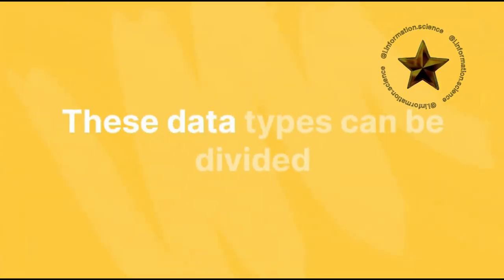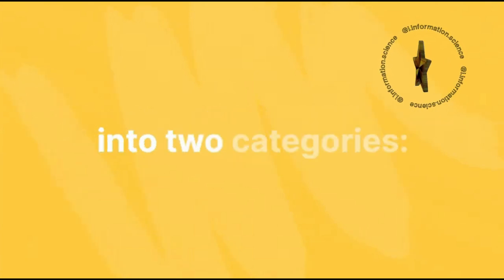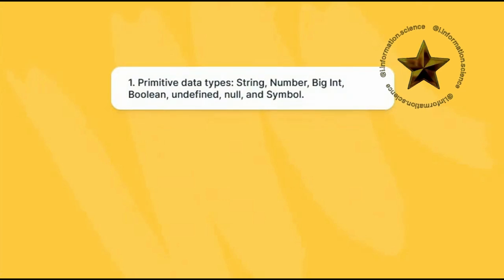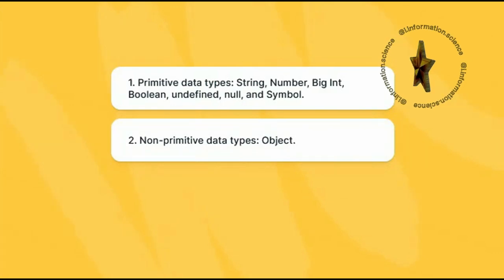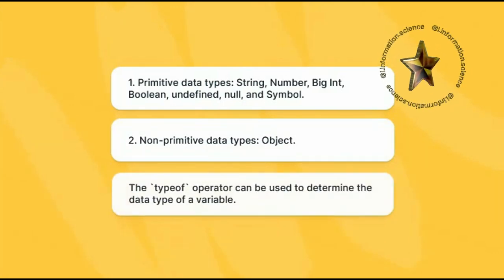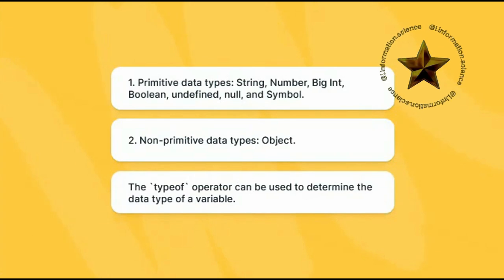These data types can be divided into two categories. 1. Primitive data types: string, number, big int, boolean, undefined, null, and symbol. 2. Non-primitive data types: object. The typeof operator can be used to determine the data type of a variable.